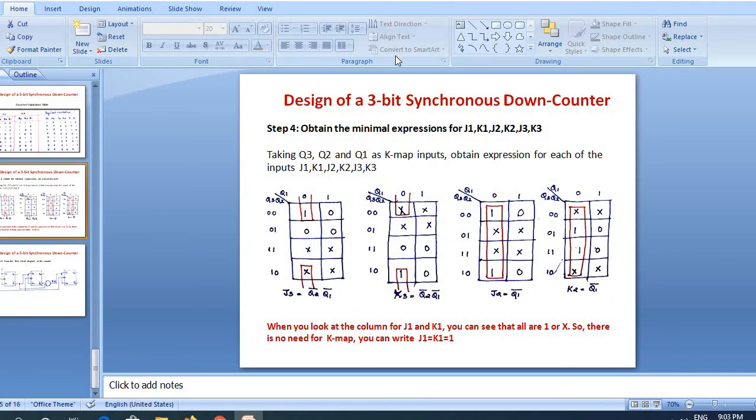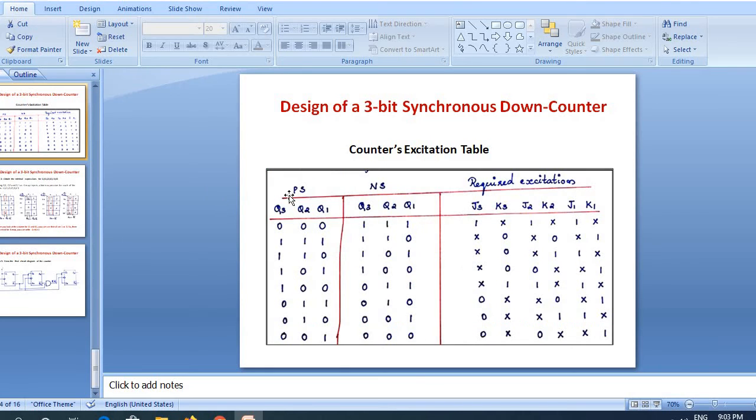So what is the fourth step? Obtaining the minimal expressions. So what you do is go back using this, form the K-map. In the K-map, if 0, 0, 0 is coming, put 1. First take the case of J3 alone. Form the equation for J3 alone. So this is your input side and this is the output side. Form the K-map for J3. Similarly, take all these, form the K-map for K3. Similarly, obtain the equation for J2, K2, J1 and K1.